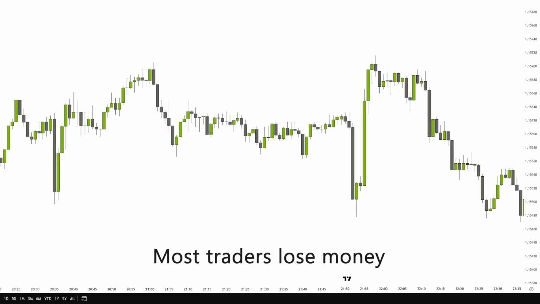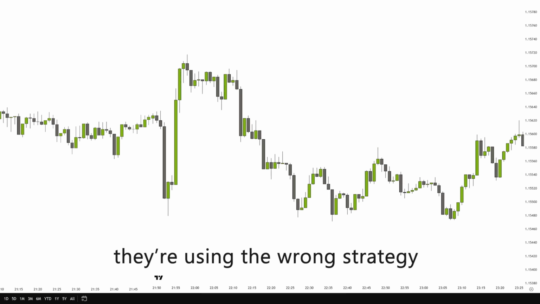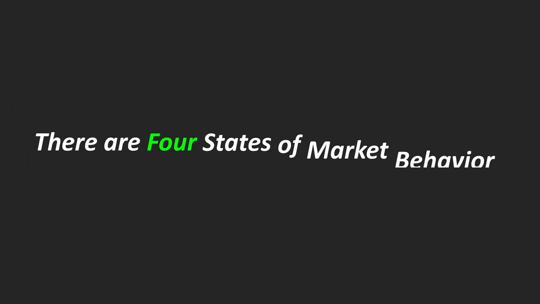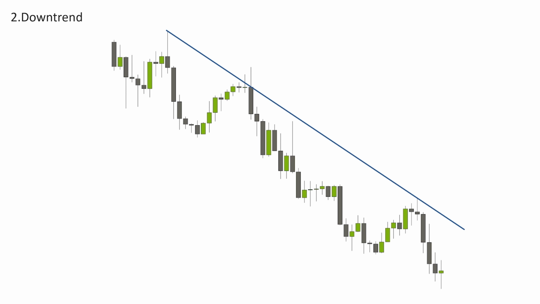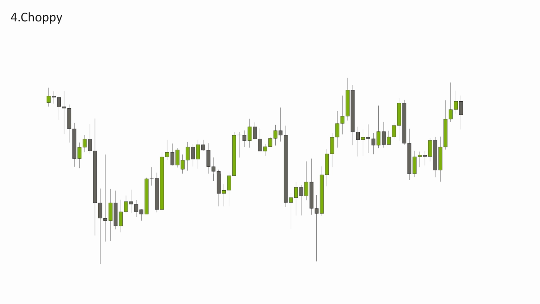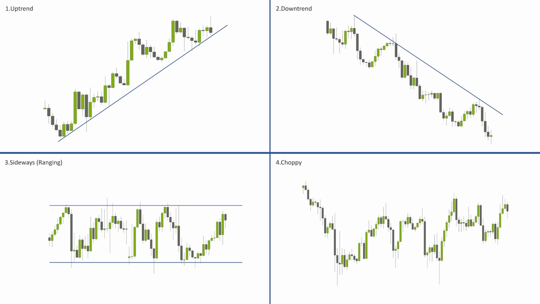Most traders lose money not because their strategy is not good enough, but because they're using the wrong strategy in the wrong market condition. There are four states of market behavior: an uptrend, a downtrend, a sideways or ranging market, and finally, a choppy one. Each of these market states has its own unique characteristics and trading strategies, and understanding them is very important.